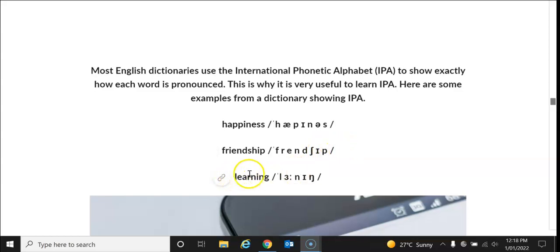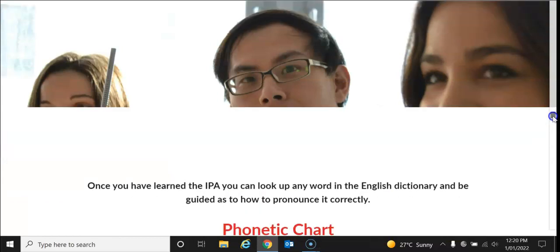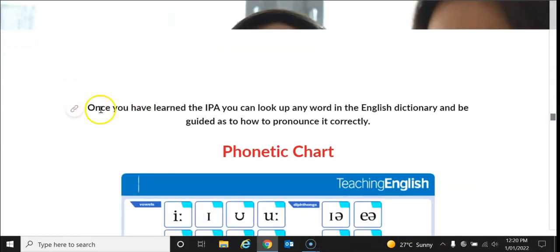Third example, learning. U, n, I, learning. Again, it indicates where the syllable stress is, and in this case as well, it's on the first syllable, learning. Once you have learned the IPA, you can look up any word in the English dictionary and be guided as to how to pronounce it correctly.